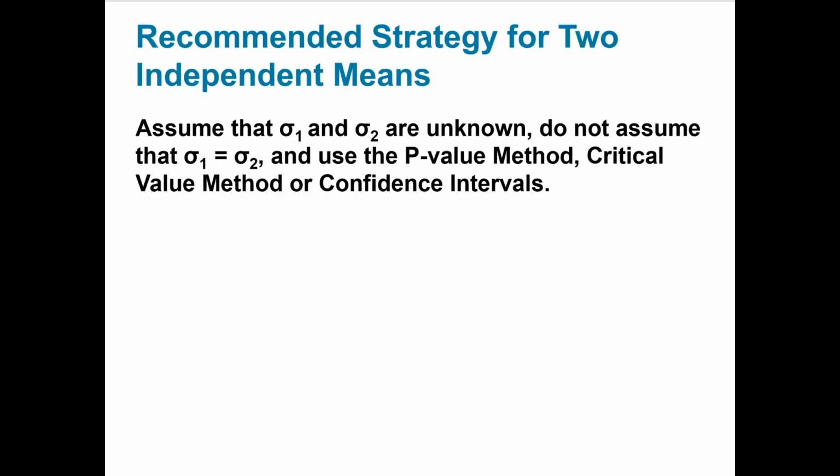Now what happens when you know sigma? Just assume that you don't know sigma and then do everything the same that we did before. So when we know sigma, we're not going to actually do anything different. We'll assume we don't know it and do all the practices that we just did in 9.2. So that concludes section 9.2.